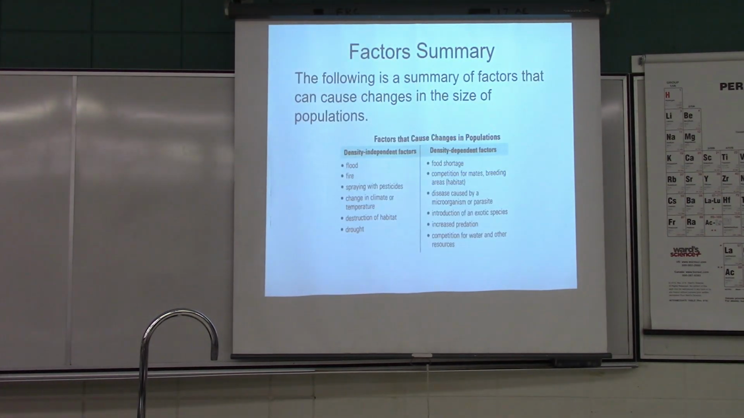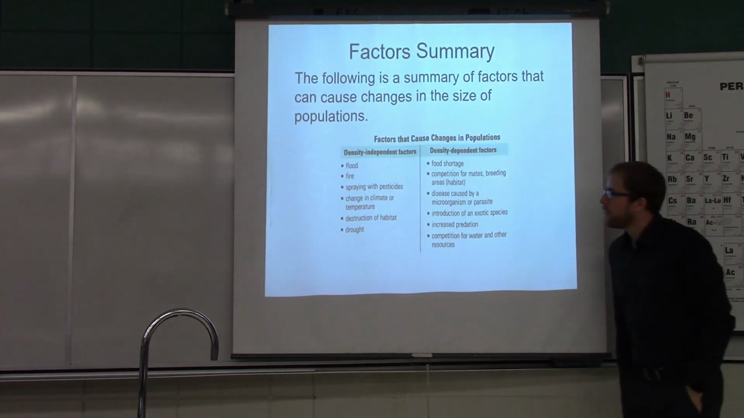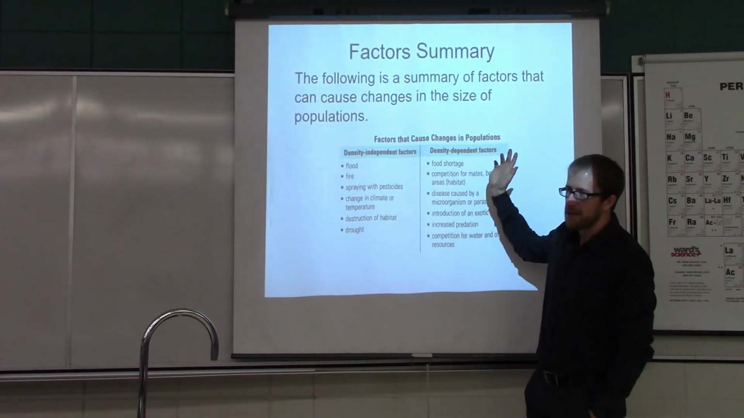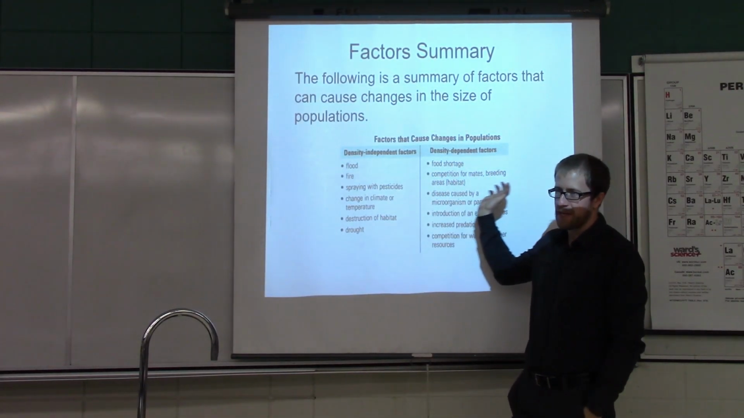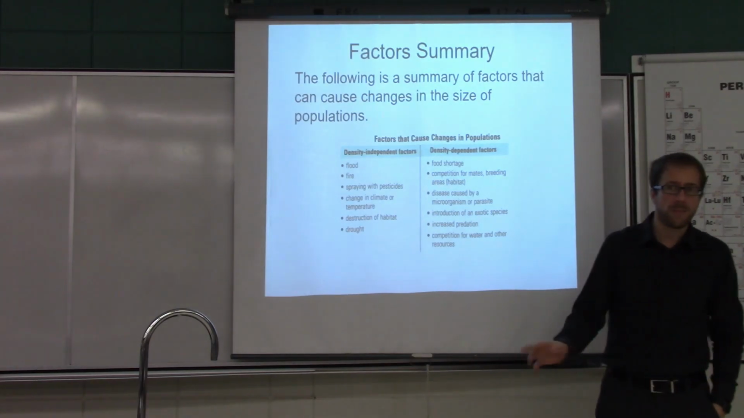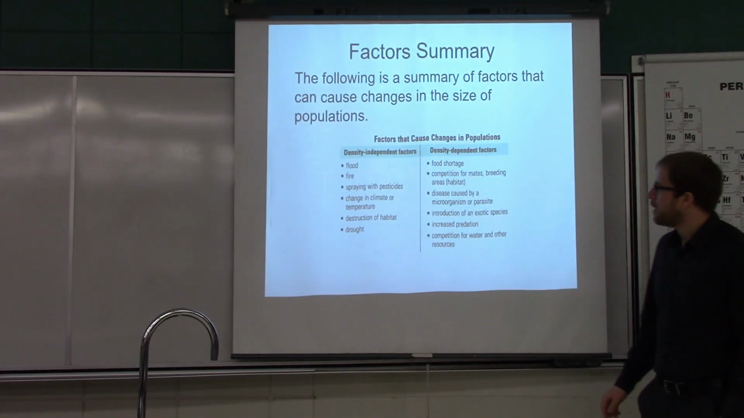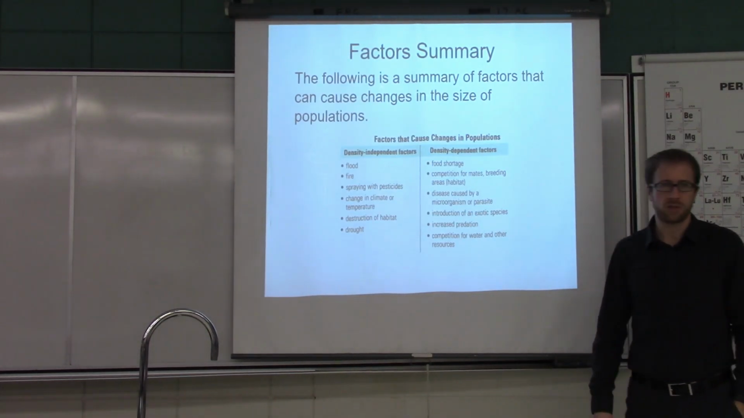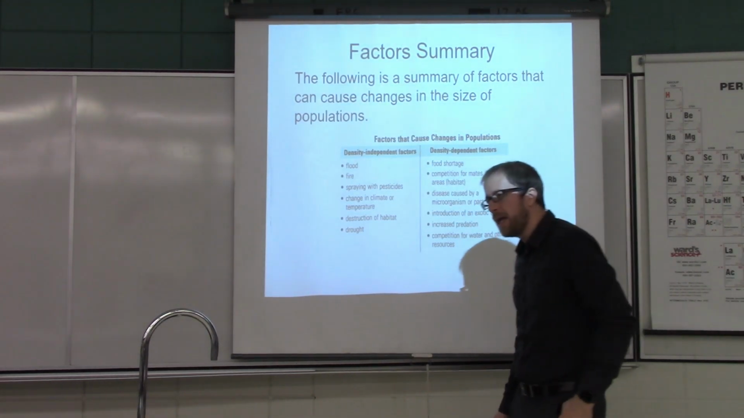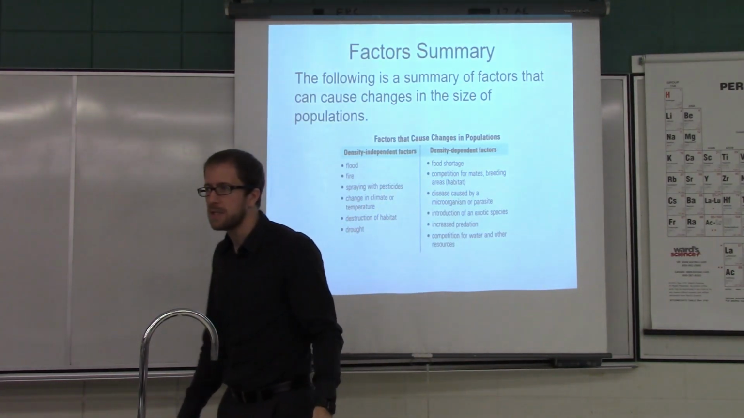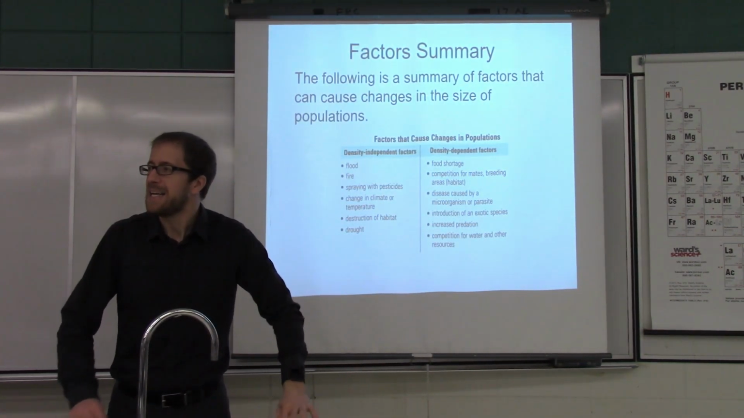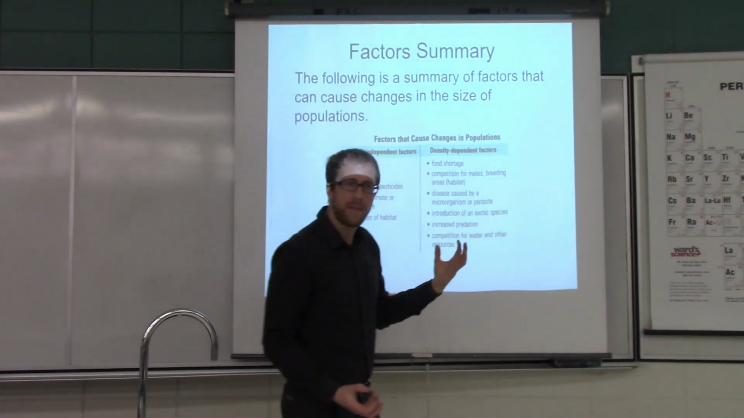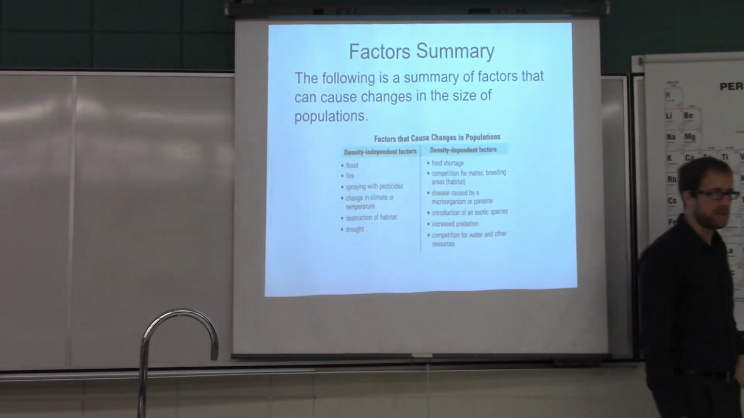So, things like food, flood, fire, pesticides, temperature, change in climate, destruction of habitat, drought, those are density-independent factors. And then things like food shortages, competition for mates, breeding areas, diseases, introduction of exotic species, predation, and competition for resources, those are density-dependent factors. You do need to understand that distinction for your unit test, by the way.